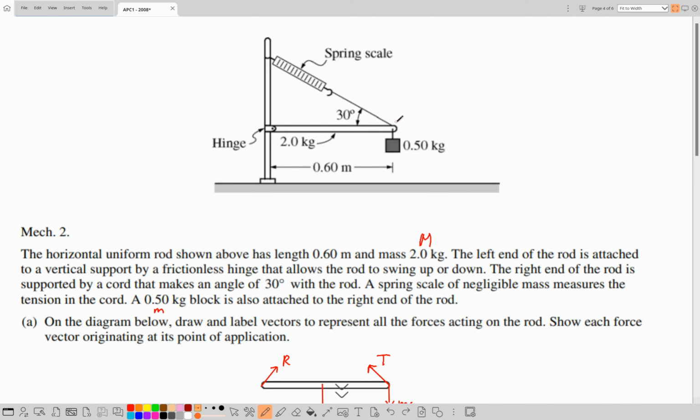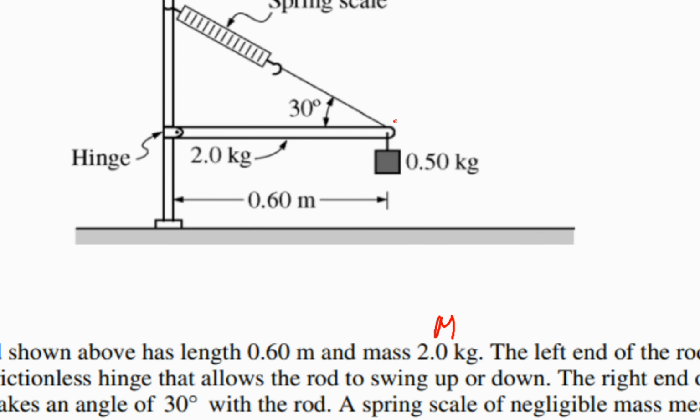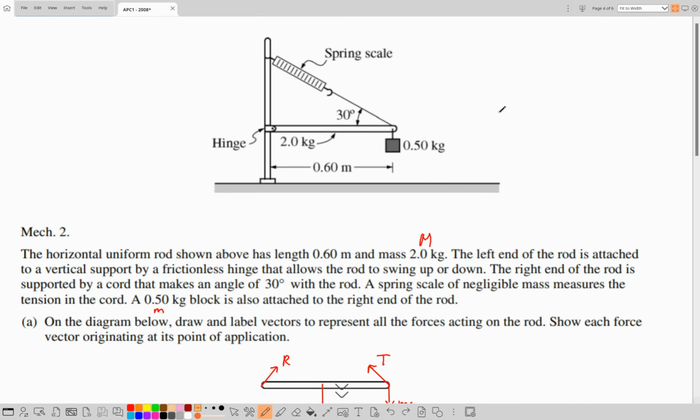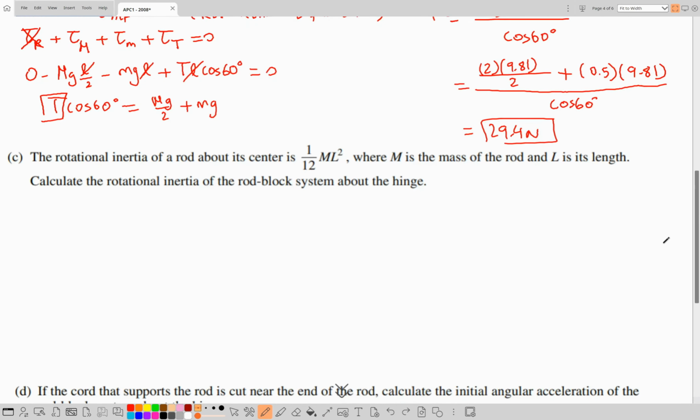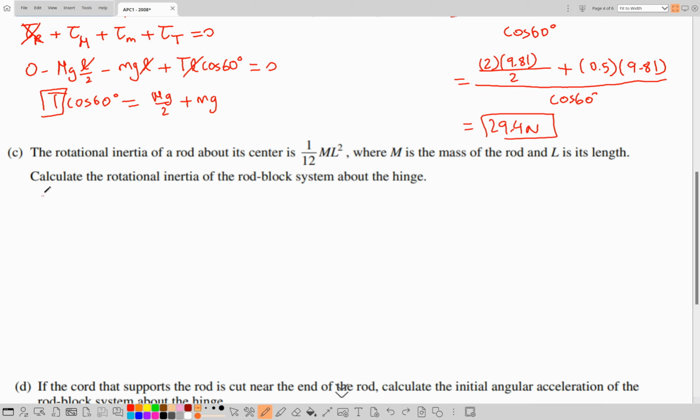Now what about the block? The block can be considered a particle, and the moment of inertia of a particle is given by ML², in which L represents the distance from the particle itself, which is basically the block, considering that this dimension is negligible, to the axis of rotation, or the hinge, sorry. So first let's determine it for the rod using the parallel axis theorem.